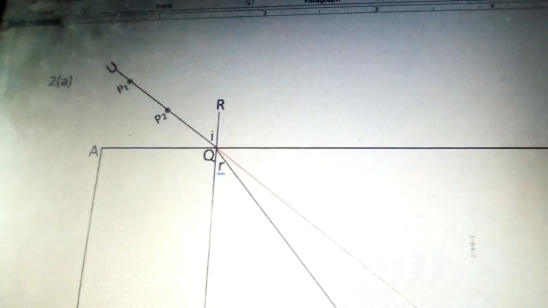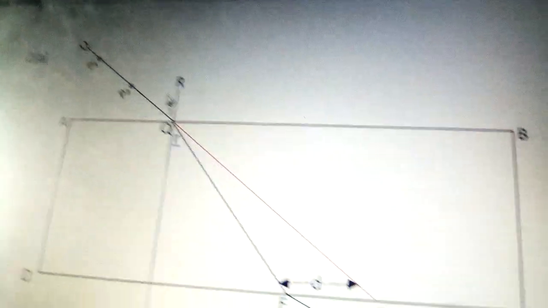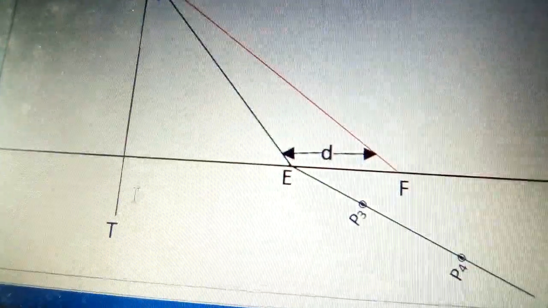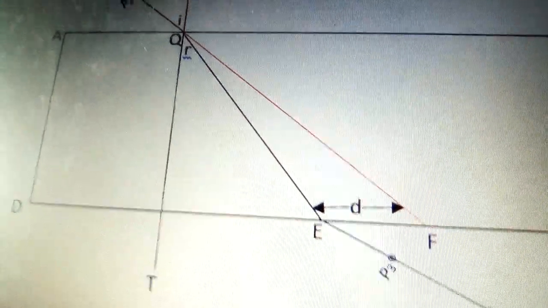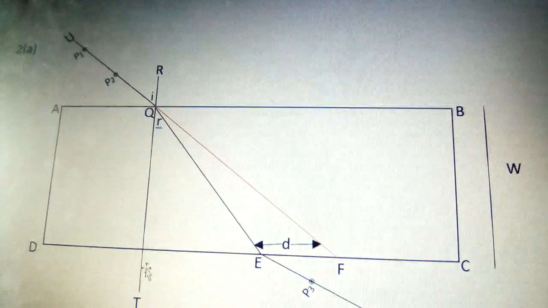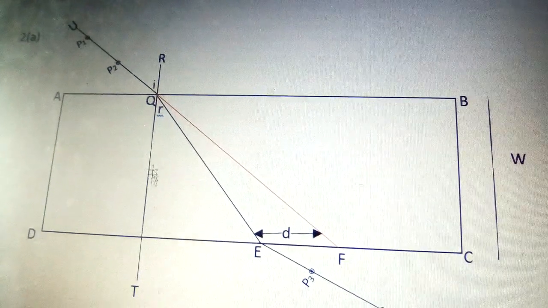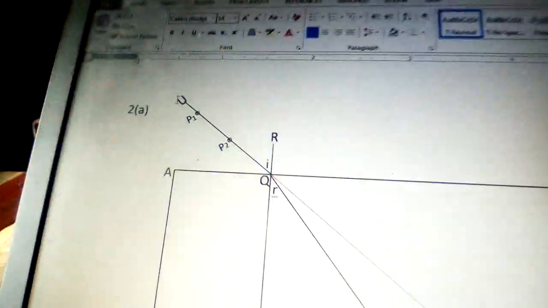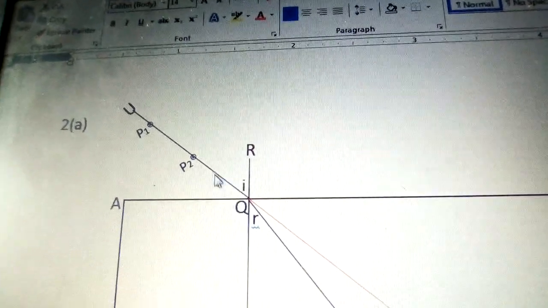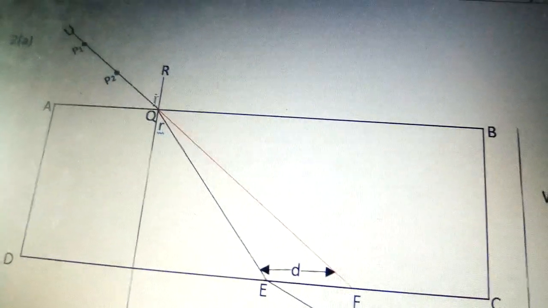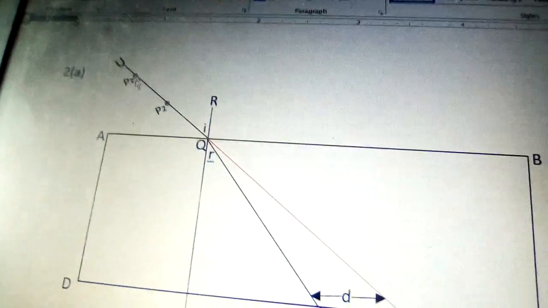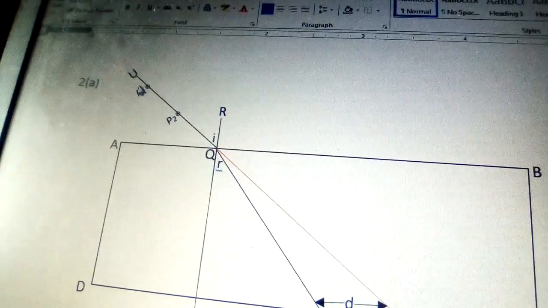This is the prism, rectangular prism. The normal is RQT. Normal is a straight line. So mark on the prism, RQT. After I draw the normal, we're going to draw a line QU, which is the incident ray. And then we're going to start with angle i being 10 degrees using the protractor. After we've done that, we're going to place two pins, P1 and P2, on the incident ray.